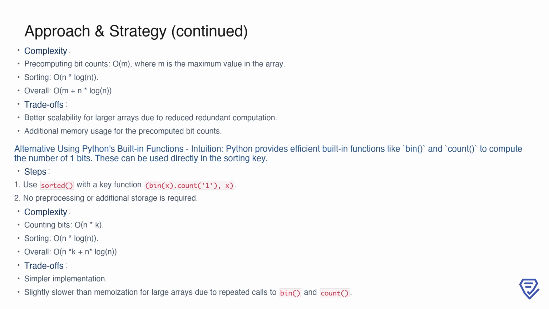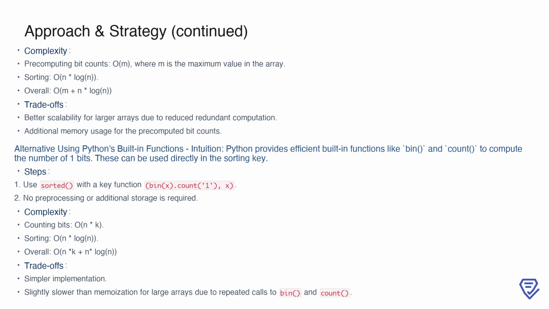Once the pre-computed values are available, we can use them directly as the primary key for sorting, with the numerical value as the secondary key. This optimization reduces the computational overhead significantly. In terms of complexity, pre-computing the bit counts has a cost of m, where m is the maximum value in the array, while sorting remains n*log n. Therefore, the overall complexity becomes m plus n*log n. This approach scales much better for large arrays compared to the brute force method.